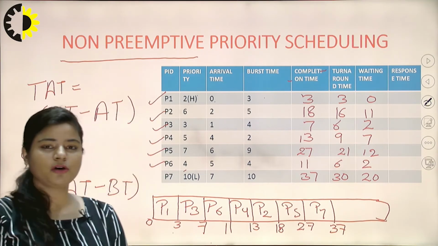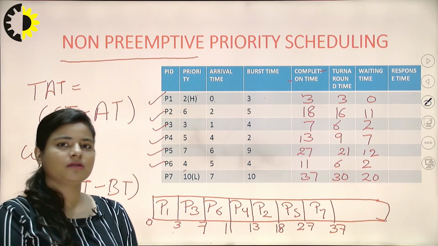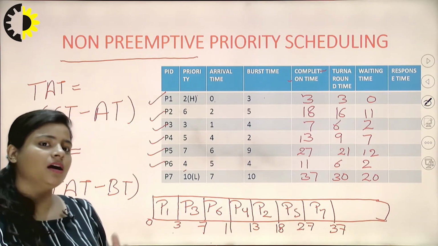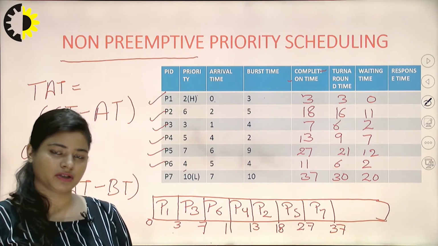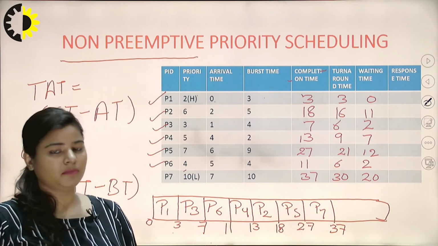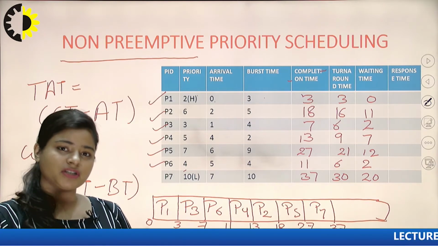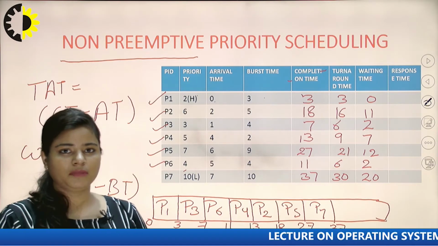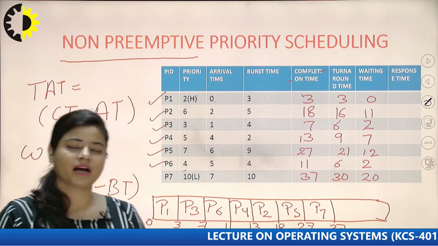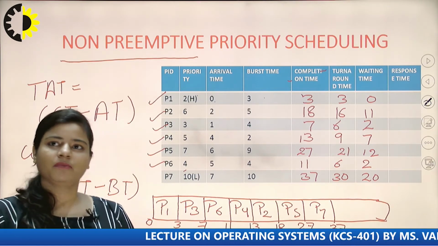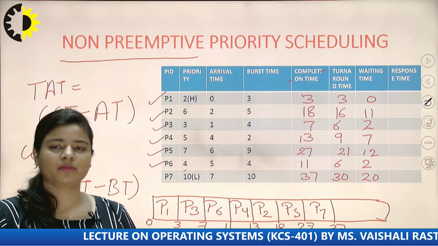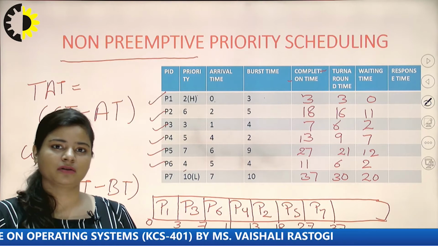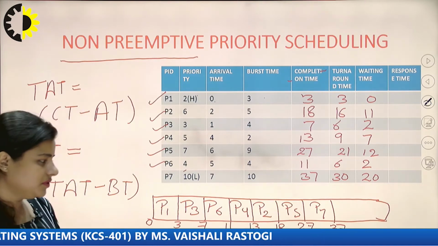Now we are looking for the response time. Response time is nothing but the first time the CPU is obtained minus the arrival time. It means a process comes for CPU allocation, and the time at which it first gets the CPU minus the time it arrived. For example, if a process arrived at 1 but gets the CPU when the CPU clock time is 6, the response time is 6 minus 1, so 5 would be the response time.